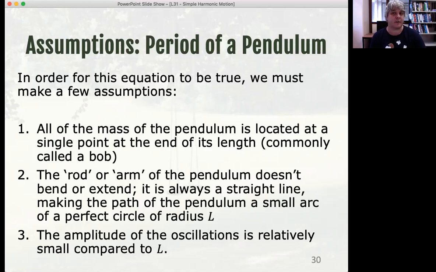It's just that those values and those graphs and those curves won't be quite what we want them to be for our model. So generally, we will always try and make sure that the amplitude of oscillation is relatively small compared to L.